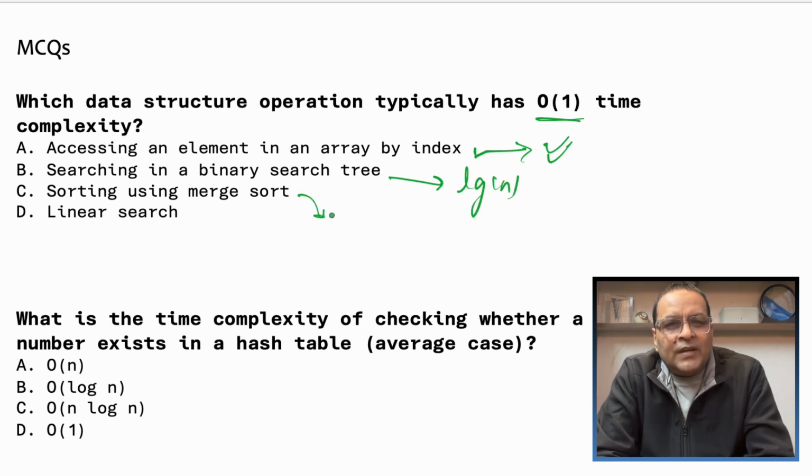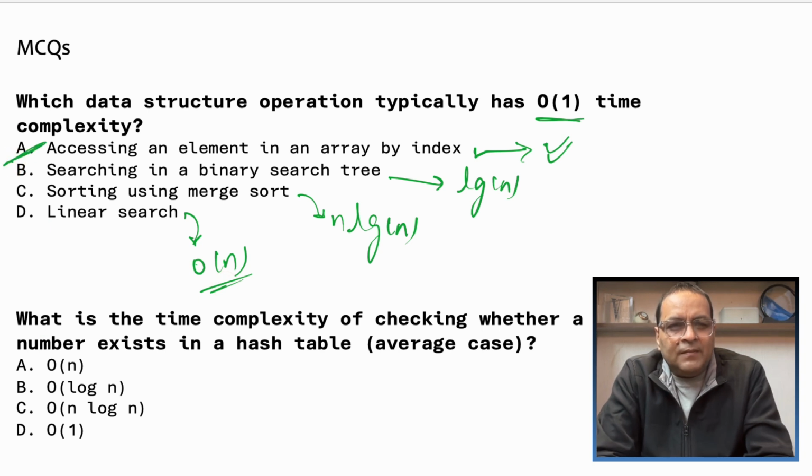Sorting using merge sort takes n log n time. This is also not constant. And we have already seen that linear search takes order of n time, so this is also not constant. Answer is A. What is the time complexity of checking whether a number exists in a hash table?